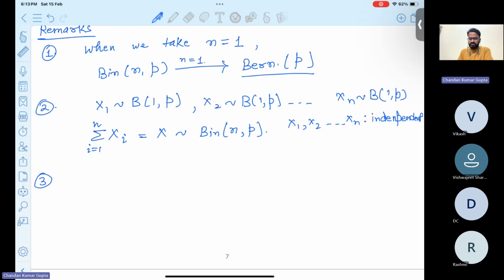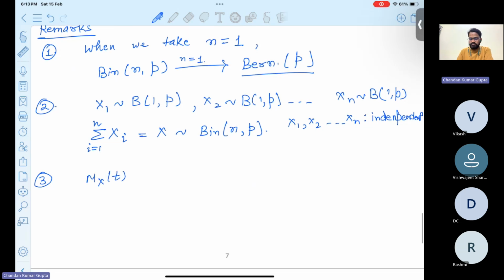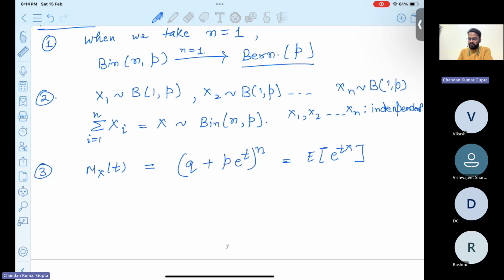Now, next, we can use the MGF, the moment generating function. The moment generating function is (q plus p e to the power t) whole to the power n. Here q is 1 minus p. You know that the expectation of e to the power tx is the moment generating function, and after solving, we will get this. And if we put n equal to 1, then M_X(t) for Bernoulli comes out to be q plus p e to the power t. This is for the Bernoulli distribution.